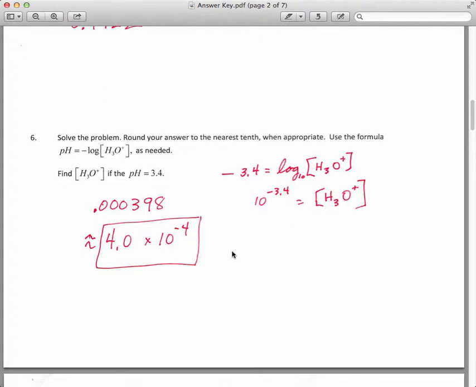So if we calculate that, just punch the buttons on our calculator, you should get 0.000398. Now, if you did the homework, all of these problems, the answers were written in scientific notation. So if we write this in scientific notation, rounded to the nearest tenth, that would be 4.0 times 10 to the negative 4. And that's because we move the decimal place 4 spots over so that we get it in scientific notation.